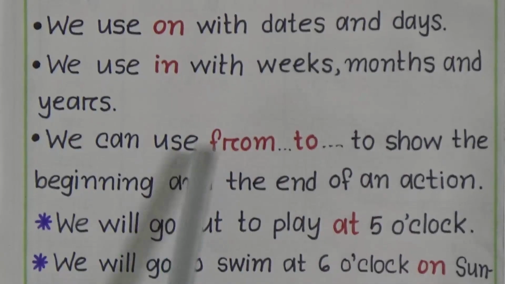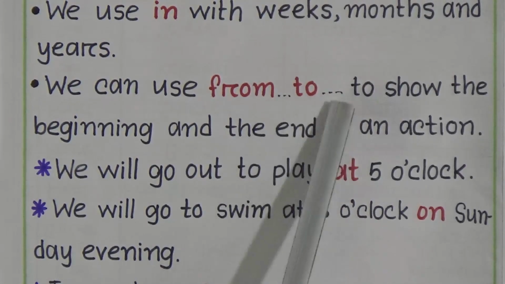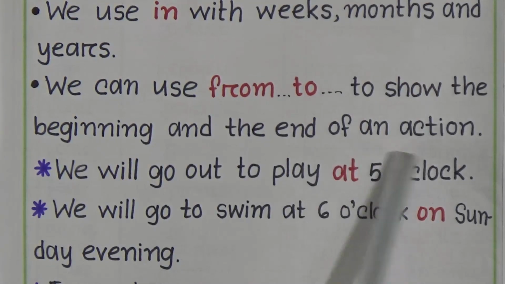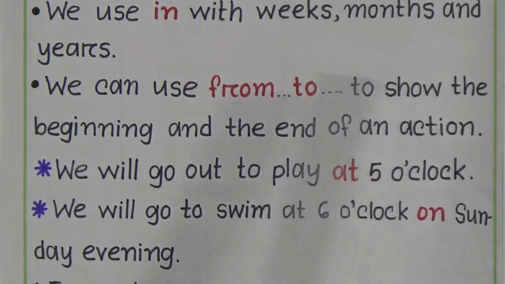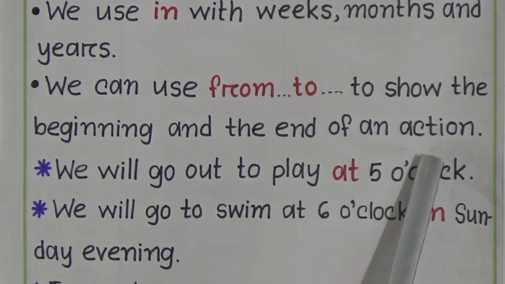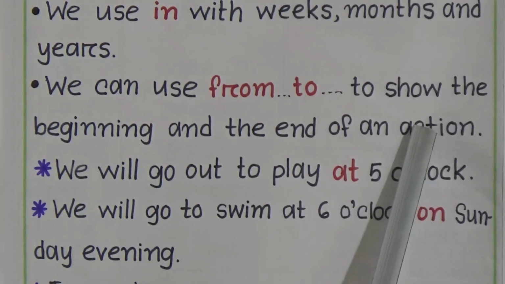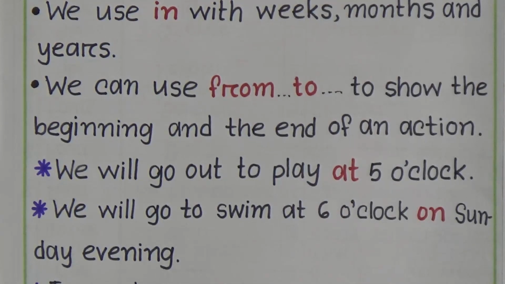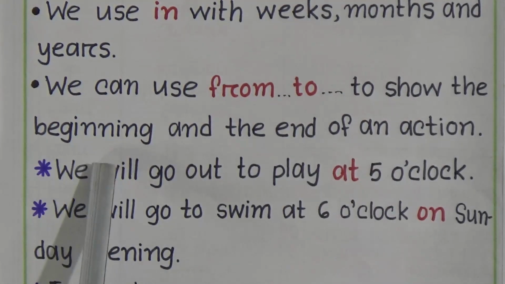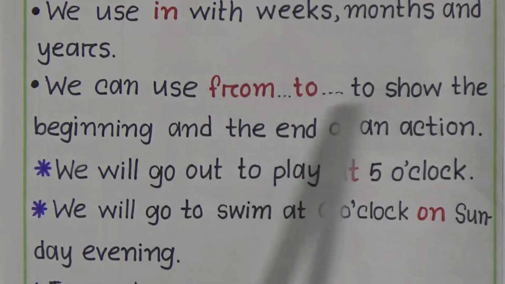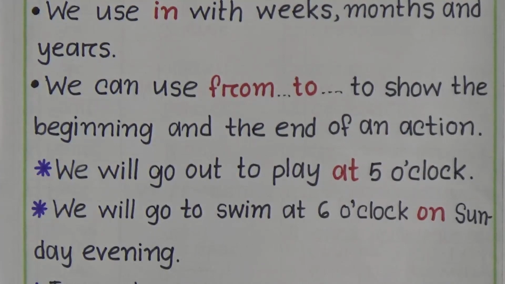Next, we can use from ... to to show the beginning and the end of an action. Students, when we find any action, work, or incident's beginning and ending time, we have to use from ... to. That means if we find in a sentence the beginning time and ending time, we have to use this rule.